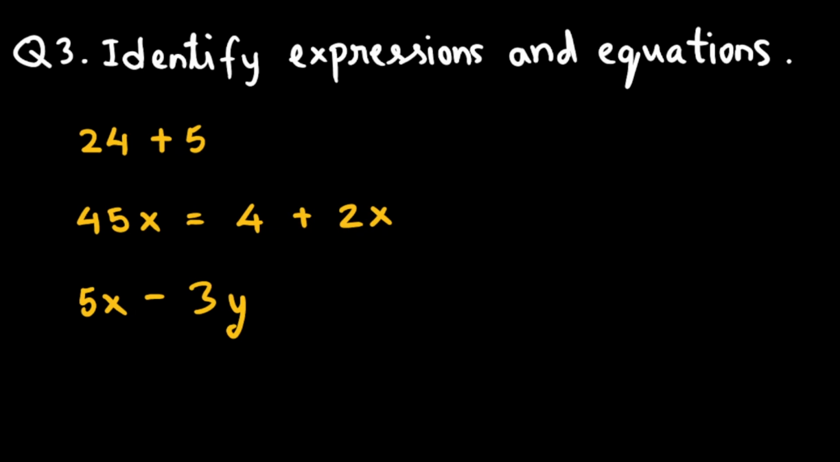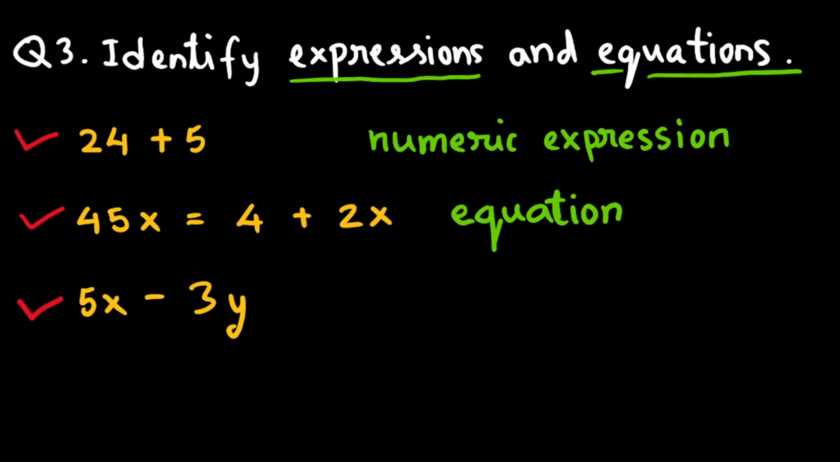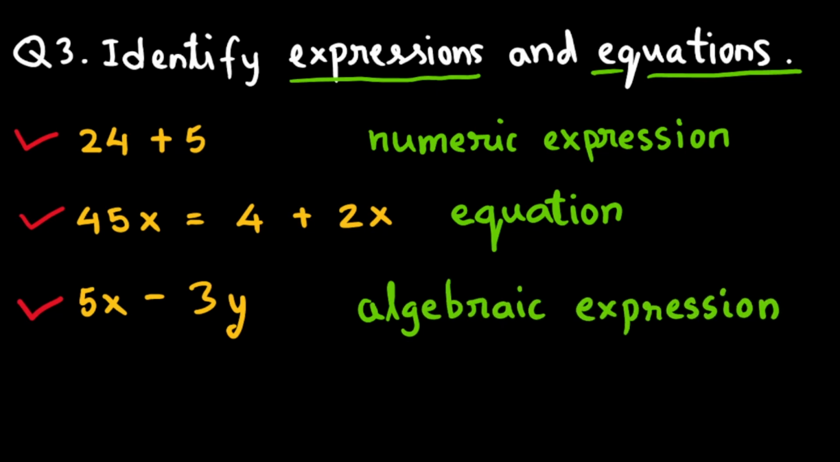Question 3 asks to identify expressions and equations. The first one is 24 plus 5, which is a numeric expression. The second one is 45x is equal to 4 plus 2x, which is an equation because two expressions are compared using the equal sign. And the third one is 5x minus 3y, which is an algebraic expression.